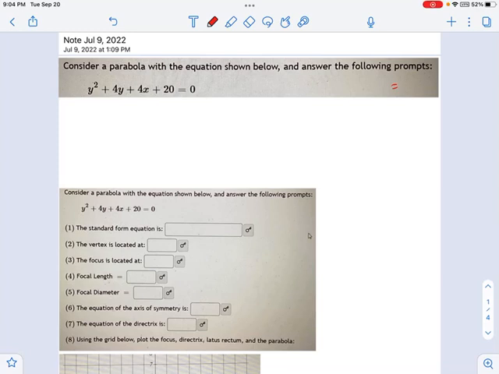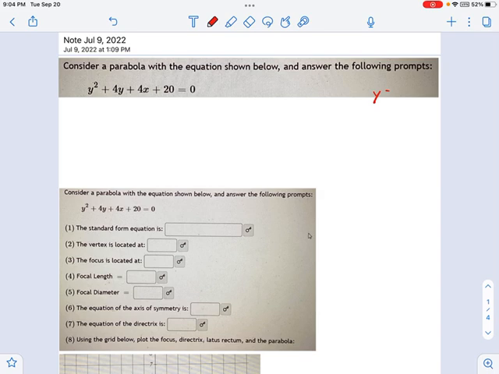We start off with a parabola that is not in standard form, and our first job is to put that equation in standard form so that using it we can find all these other things down here, the vertex, the focus, and so on. So the way you put this in standard form, first, I would suggest figuring out whether this parabola opens up, down, left, right.